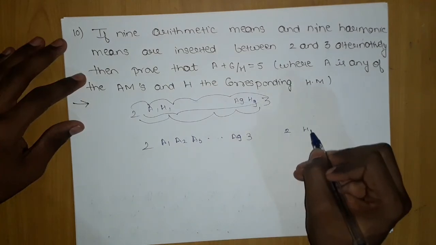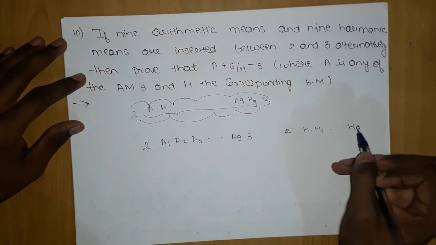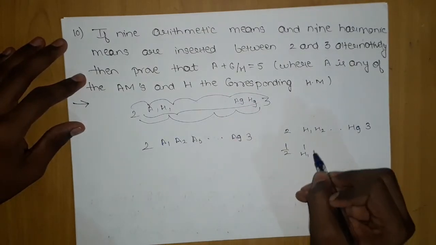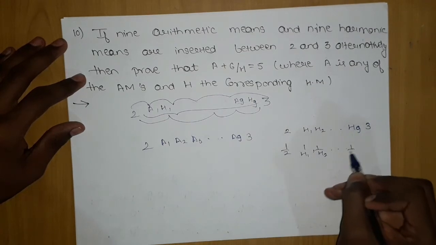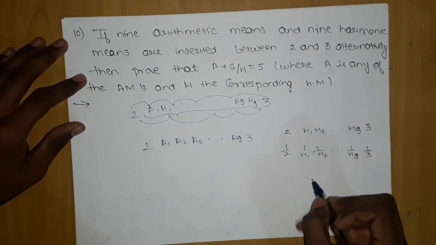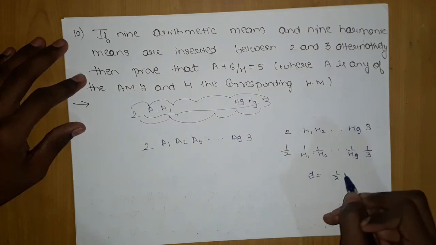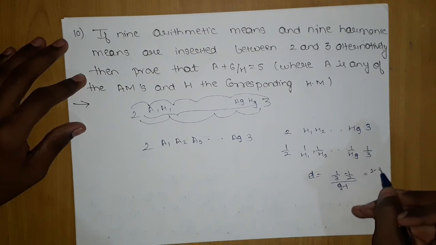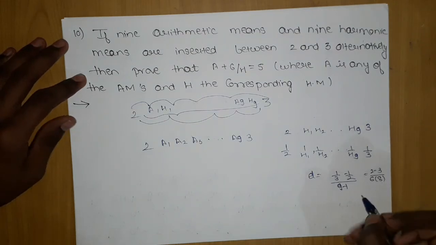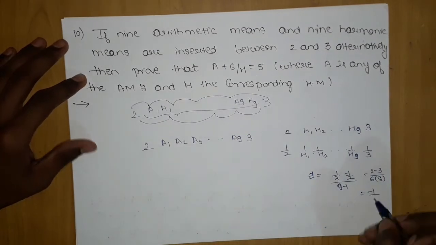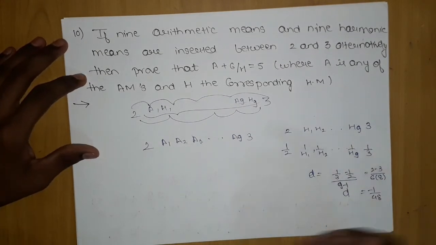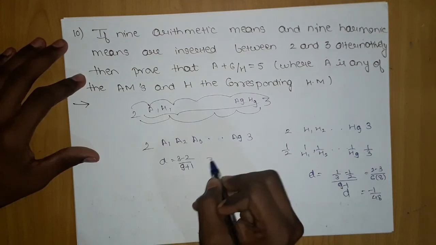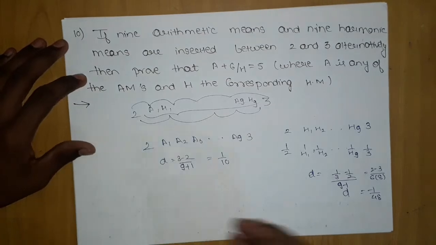For the harmonic means, we have 2, h1, h2, till h9, and then 3. Now this will be converted to 1 by 2, 1 by h1, 1 by h2, till 1 by h9, and then 1 by 3. Get the d of this, which is 1 by 3 minus 1 by 2 upon how many inserted? 9 plus 1, which is nothing but 2 minus 3 upon 6 into 10, which gives you minus 1 by 60. This is your d. For the AMs, d will be 3 minus 2 upon 9 plus 1, which is nothing but 1 upon 10. You got the d.